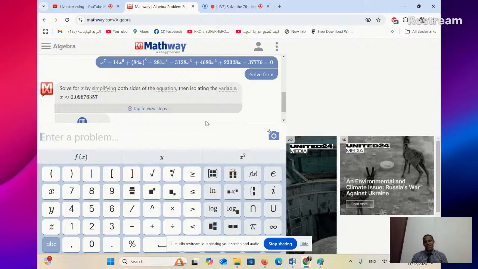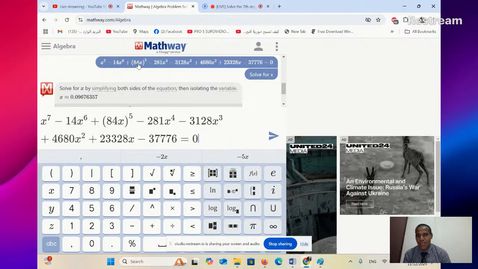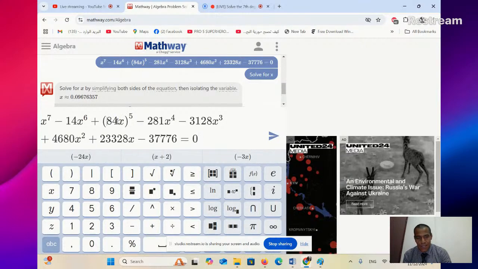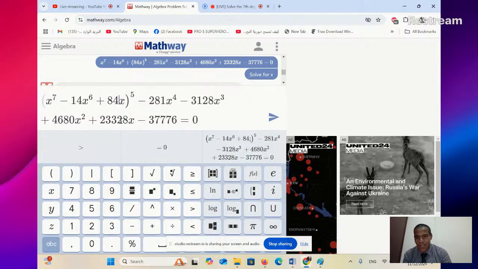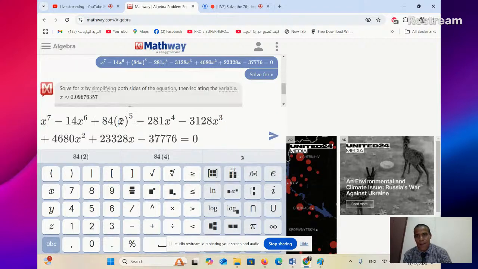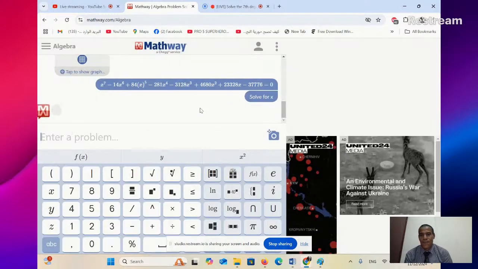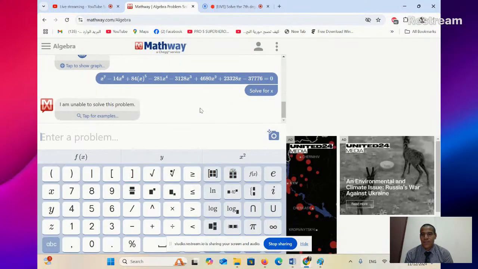Okay, it's not okay. So now, learners, let's check and review. You see here, this one is not only this. This is raised to the power 5, like that. Solve for x. Okay, I'm unable to solve this problem.